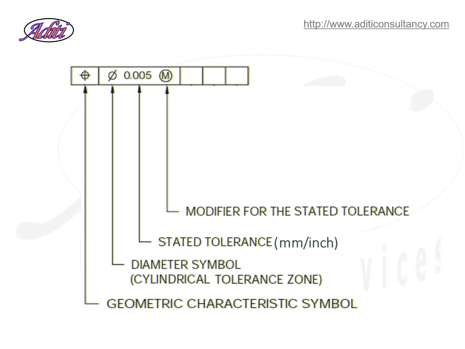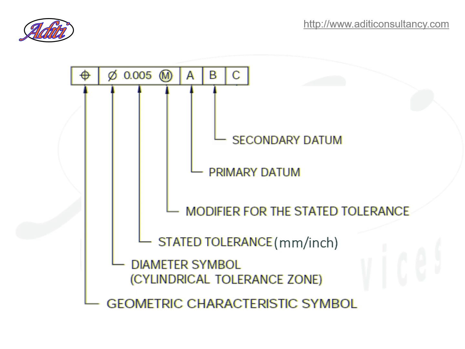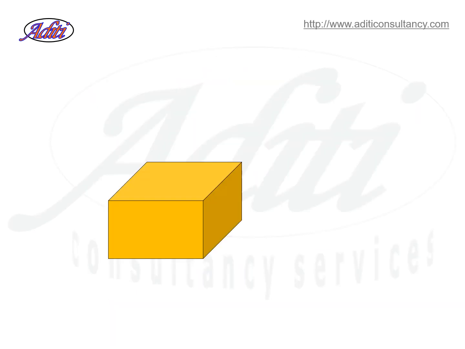After the numerical value, in certain cases, you may come across a symbol like this. These are all called modifiers. And then there are three boxes. These three boxes are used for placing the datums. First one is called primary datum, second one is called secondary datum, and the last one is called tertiary datum. So they are called primary, secondary and tertiary based on their placement in the feature control frame, not by the alphabetical order.